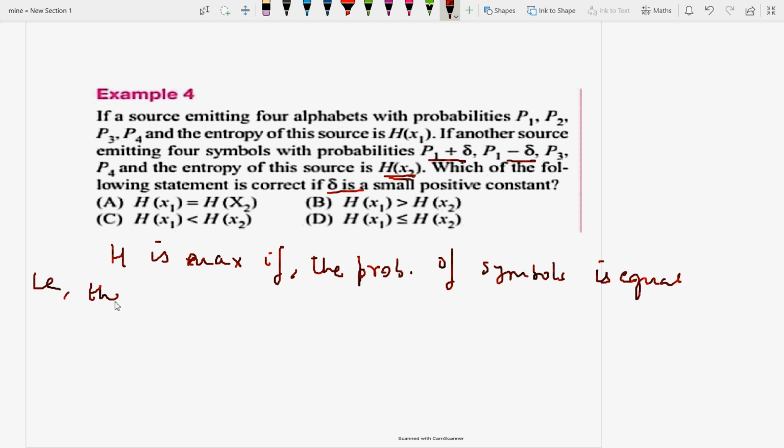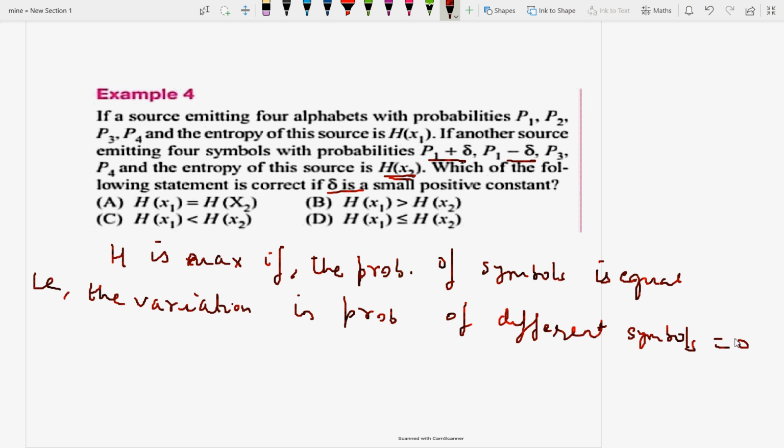That is, the variation in probability of different symbols is 0. Entropy is maximum if the probability of symbols is equal, like if P1 is equal to P2 is equal to P3, that is, the variation in probability of different symbols is 0. There is no variation. P1, P2, P3, P4 are the four probabilities, and the entropy of this source is H of X1.